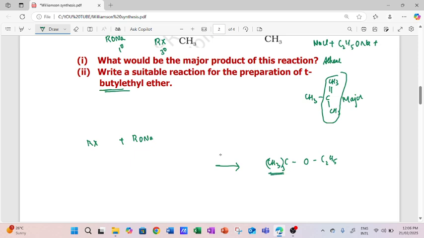So on the left side you can see it's tertiary. So always connect the tertiary group with the sodium alkoxide. So (CH3)3CONa. Always with the sodium alkoxide you write the tertiary alkyl group. And the C2H5, that is primary, so that goes with the bromine atom. So C2H5Br. This is how, if you write the reaction, we will get an ether. So I hope you got the point.